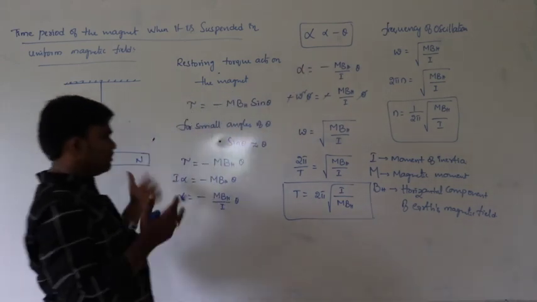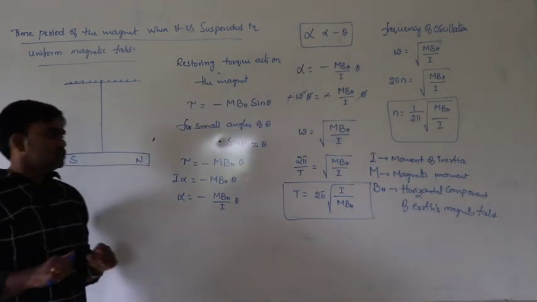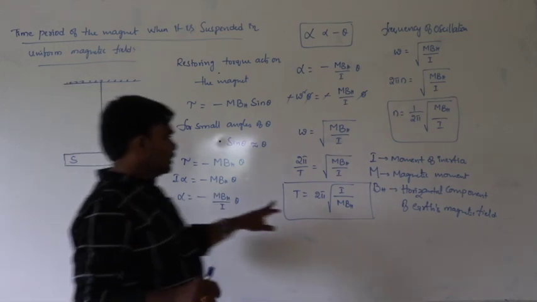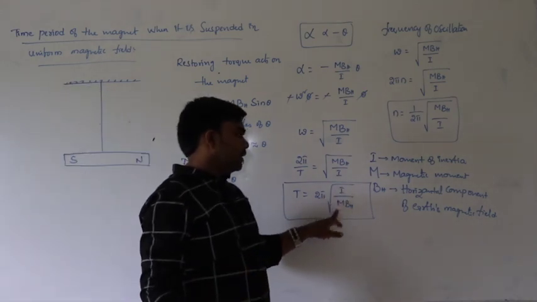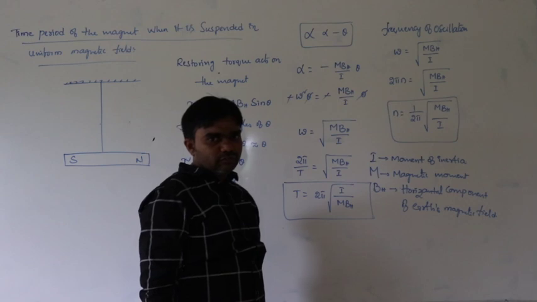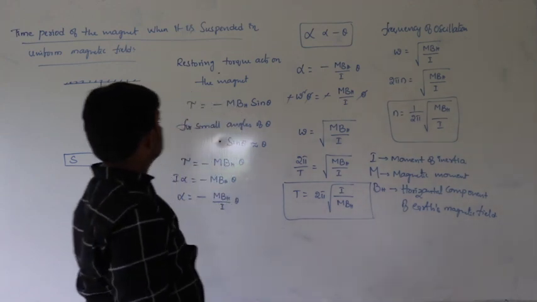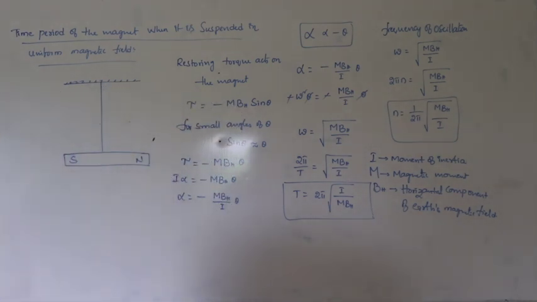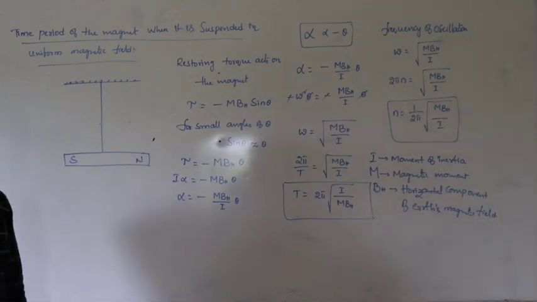So based on the same derivation as that of the time period of the simple pendulum, the time period depends on the moment of inertia, magnetic moment, and horizontal component of Earth's magnetic field. This is the time period of the magnet when it is suspended in uniform magnetic field.